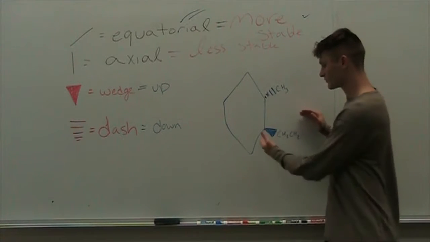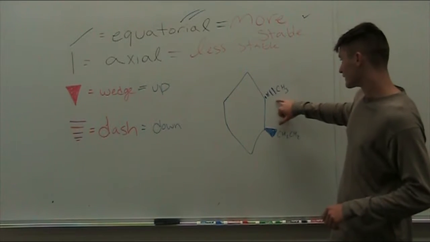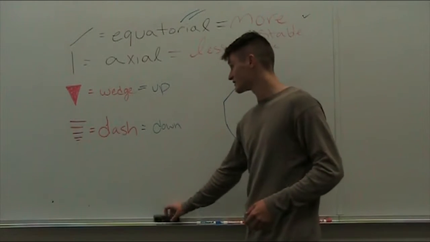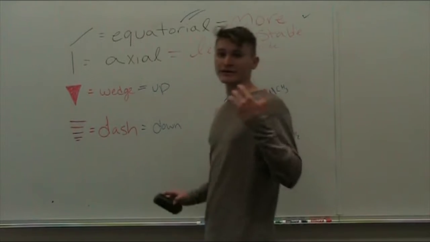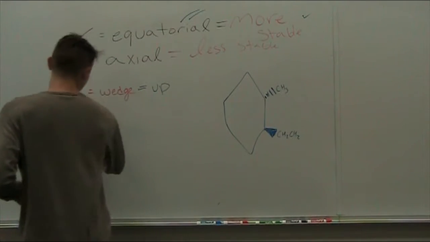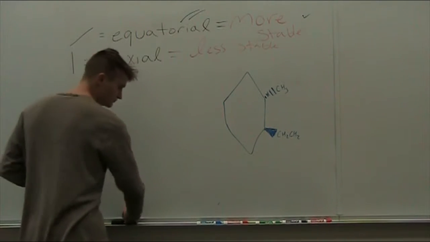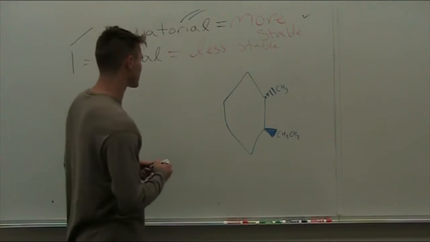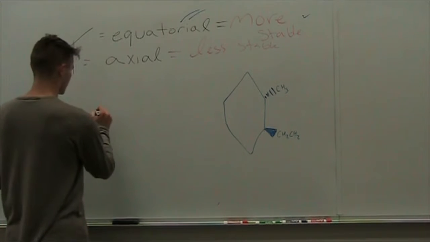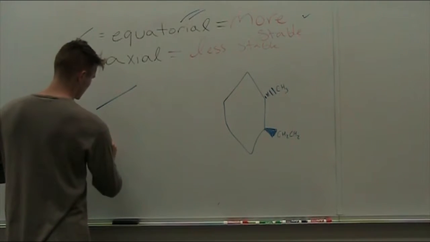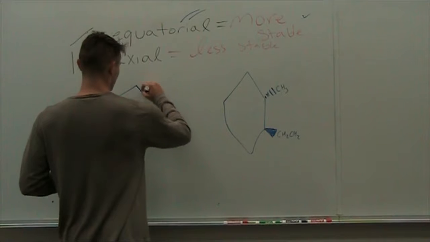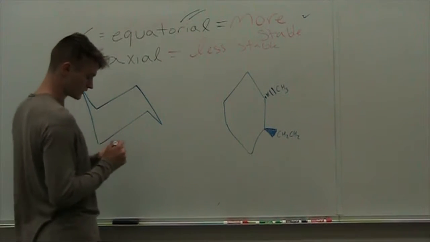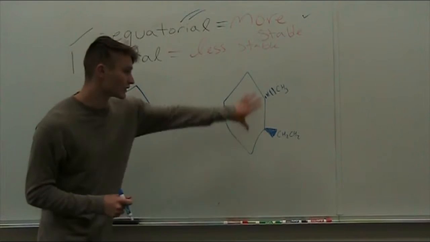So I'm going to add this molecule here, cyclohexane, with a methyl group and an ethyl group. So two different substituents. Now I'm going to have you guys convert it into a chair, and we're going to see which chair is more stable. So here's our chair. So that's our cyclohexane.